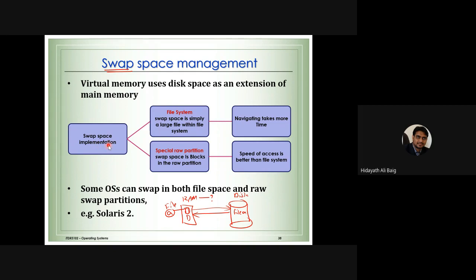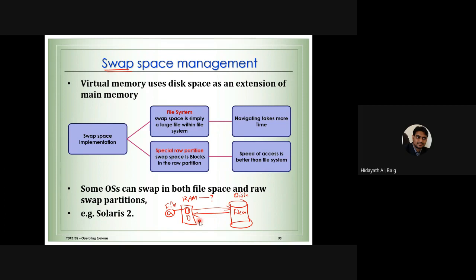Now they are suggesting two solutions for that. What is the first solution? We consider this data as a file system. Swap space is simply a large file within the file system. So what they are telling is, consider this data as a file, like a normal file we keep on the hard disk. Put the data onto the hard disk as a file.